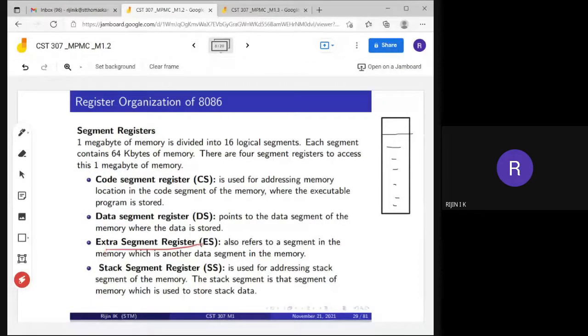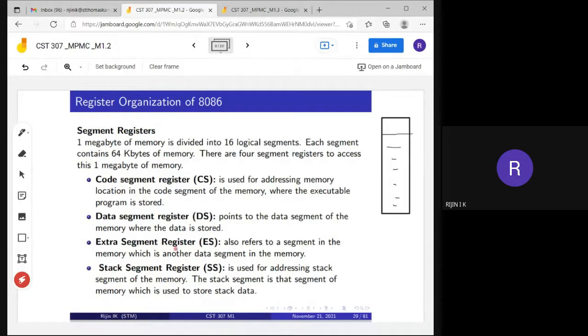And the next one is the extra segment register. It is similar to the data segment register, and it is also used to point to the data segment in the memory. While programming, we can see the differences between the contents stored in the extra segment and those stored in the data segment. For now, just remember that both are used to point to the data segment in the memory.